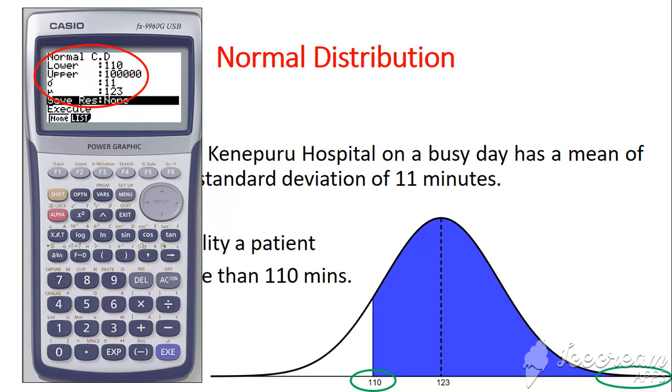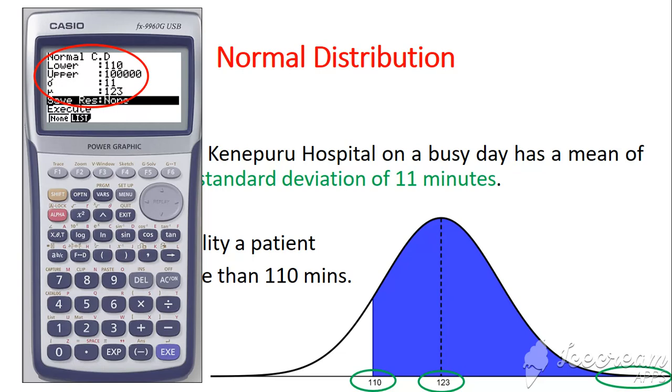Now, the upper boundary, there is no upper boundary. I realise we're not going to be waiting forever, but what we're going to do is put in a value that's so big that we're guaranteed to cover the greatest waiting time somebody would have to wait. So put in a very large number. It doesn't matter if you put in a larger number than what I've got, you'll still get the same value, so long as it's really large. The standard deviation is 11, that's sigma, and the mean is 123.